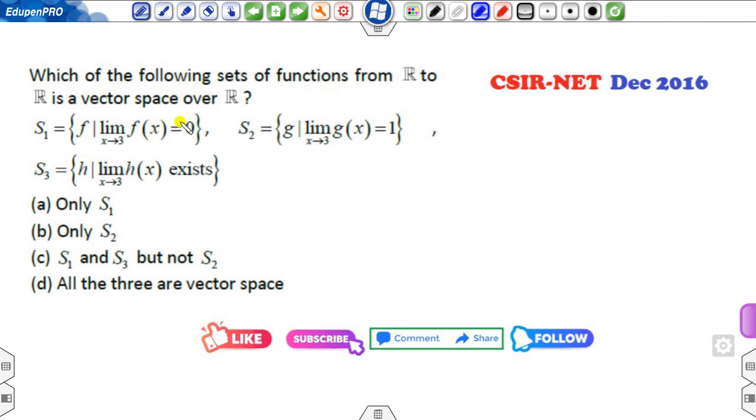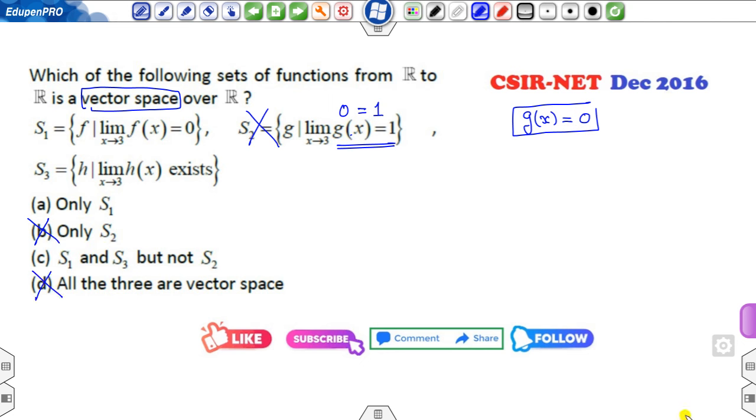Which of the following sets of functions are vector spaces? Again, your target is similar. For S1, S2 and S3, clearly check whether 0 is satisfied. If I choose g(x) as 0, then 0 is equal to 1, not satisfied. So S2 is not a subspace. Fine. So the option that all are subspaces is wrong.